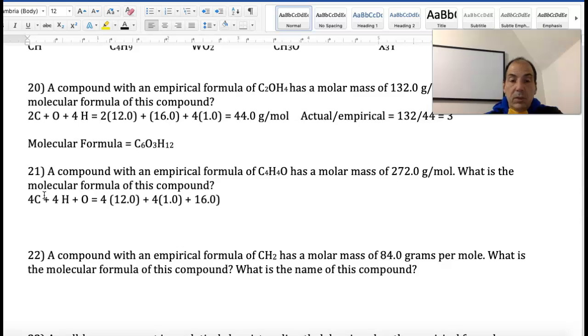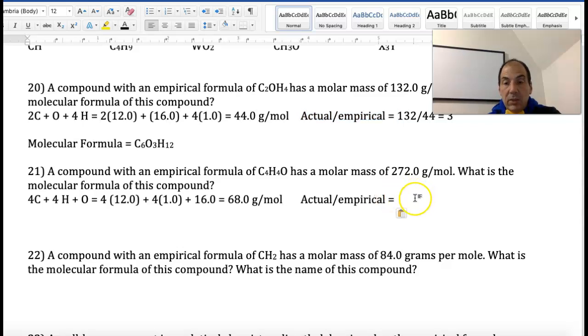16 and 4 is 20. And 4 times 12 is 48. So that gives us a total of 68 grams per mole in this case. All right, so I'm going to take my actual, divide by my empirical.